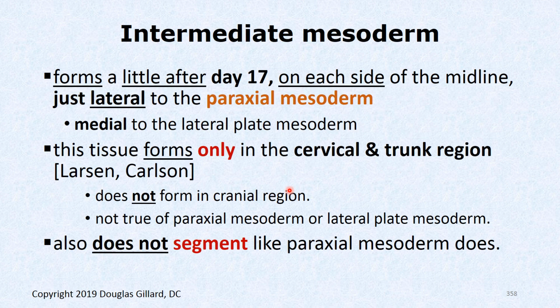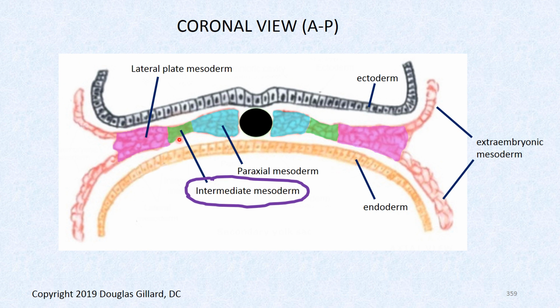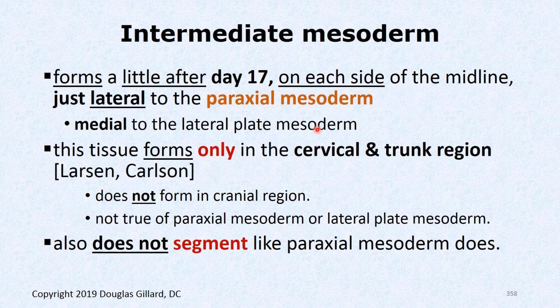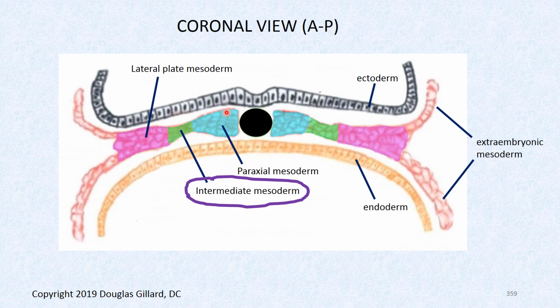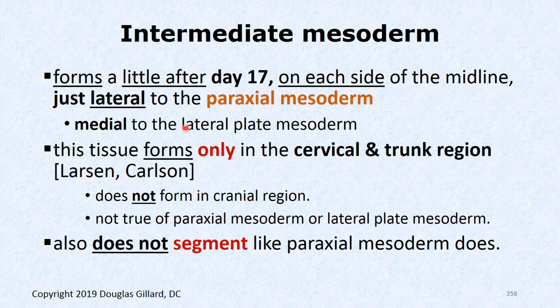Okay, so the next region that forms is this region lateral to the paraxial mesoderm. So this is called intermediate mesoderm. That one occurs a little bit later. These occur on about day 16. This clumps together. Same with here, about day 16. This one's a little bit slower, about day 17. That one forms last.